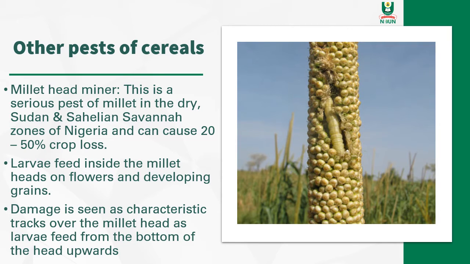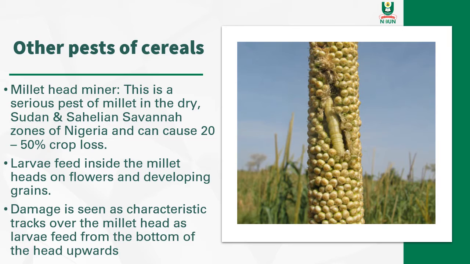And the first pest we'll be talking about here is the millet head miner, and this is a serious pest of the millet in the dry Sudan and Sahelian savanna zones of Nigeria. And this pest can cause 20 to 50% crop loss. So it is very serious and should be taken care of.